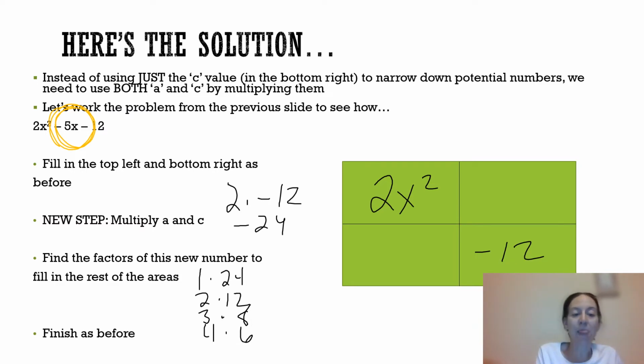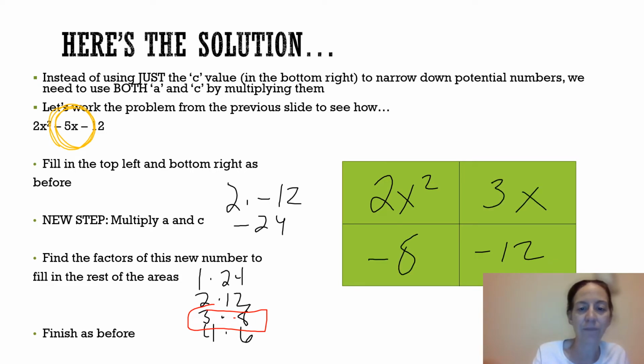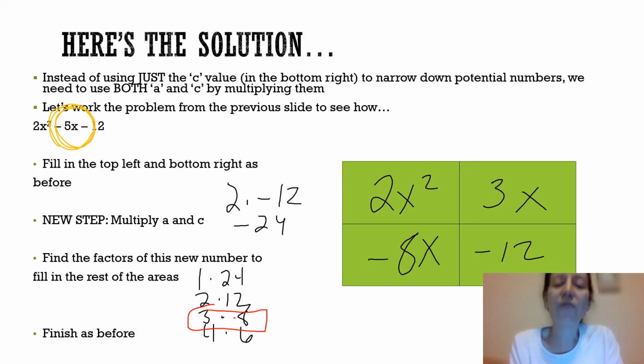So now, looking at that list of candidates, I'm still looking for the same thing: numbers that are going to add up to that middle term. And now I have a pair that looks like it's going to work. The 3 and the 8 should work if the 8 is negative. So if I have a positive 3 and a negative 8, it should work. I'm going to go ahead and put in the positive 3x and the negative 8x. And now we can finish it as before.